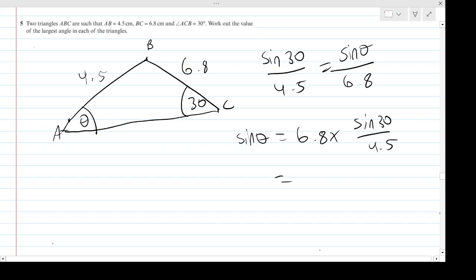And so then I get 34 over 45. So then if I do the inverse sine on my calculator, I get the value of theta here is 49.073 degrees. Okay. Well, of course, that won't be the only solution for theta. There'll be another one as well, because again of this ambiguous case, this produces two angles actually.